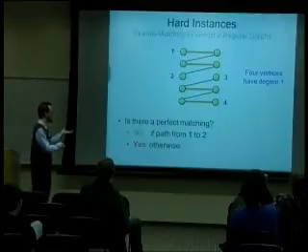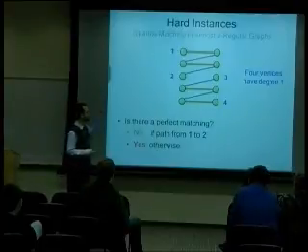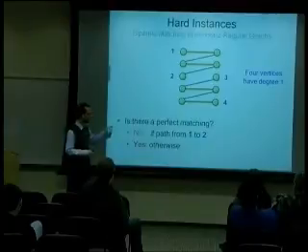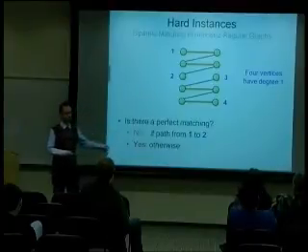Well, they won't have a perfect matching if there's a path from vertex 1 to vertex 2. And otherwise, they will have a perfect matching.